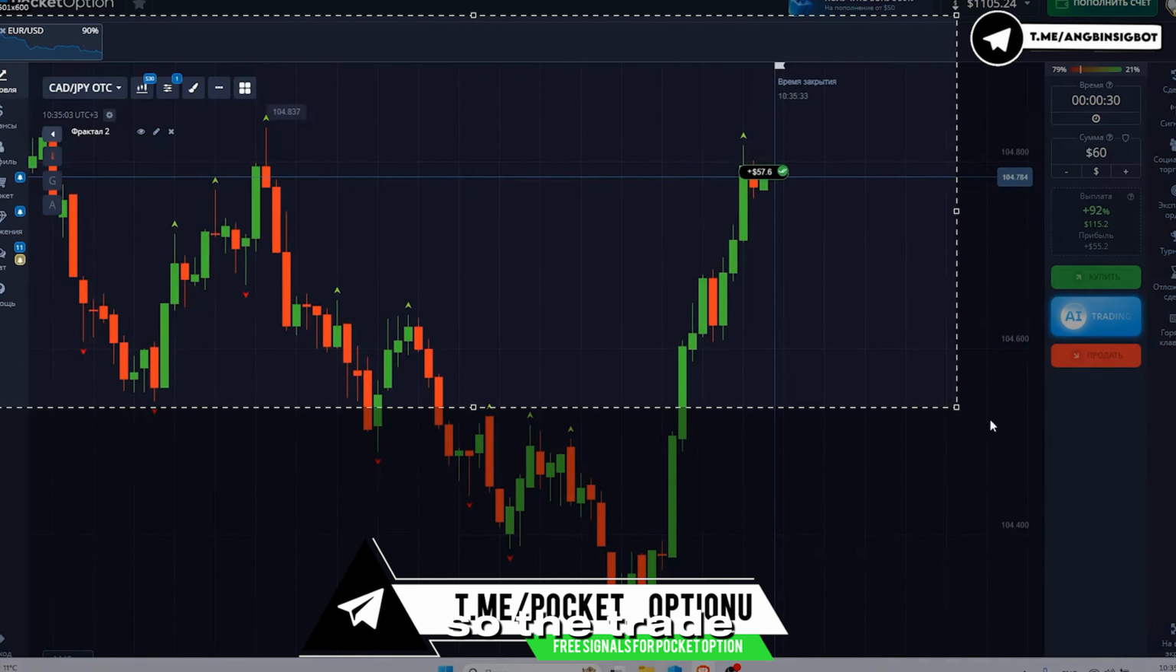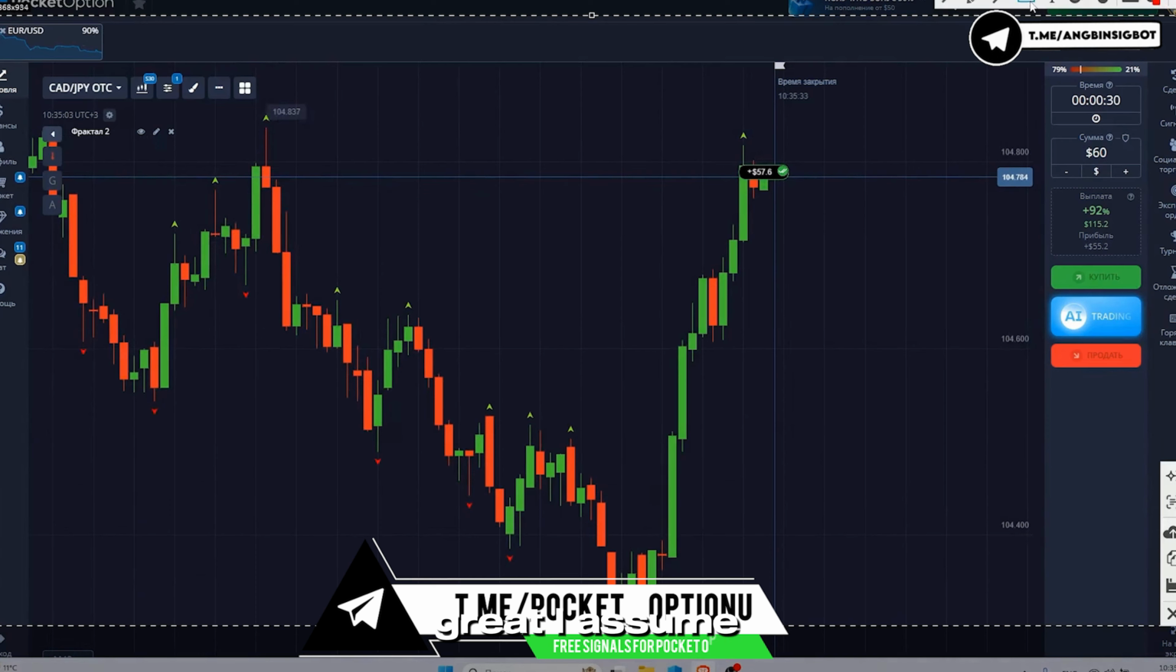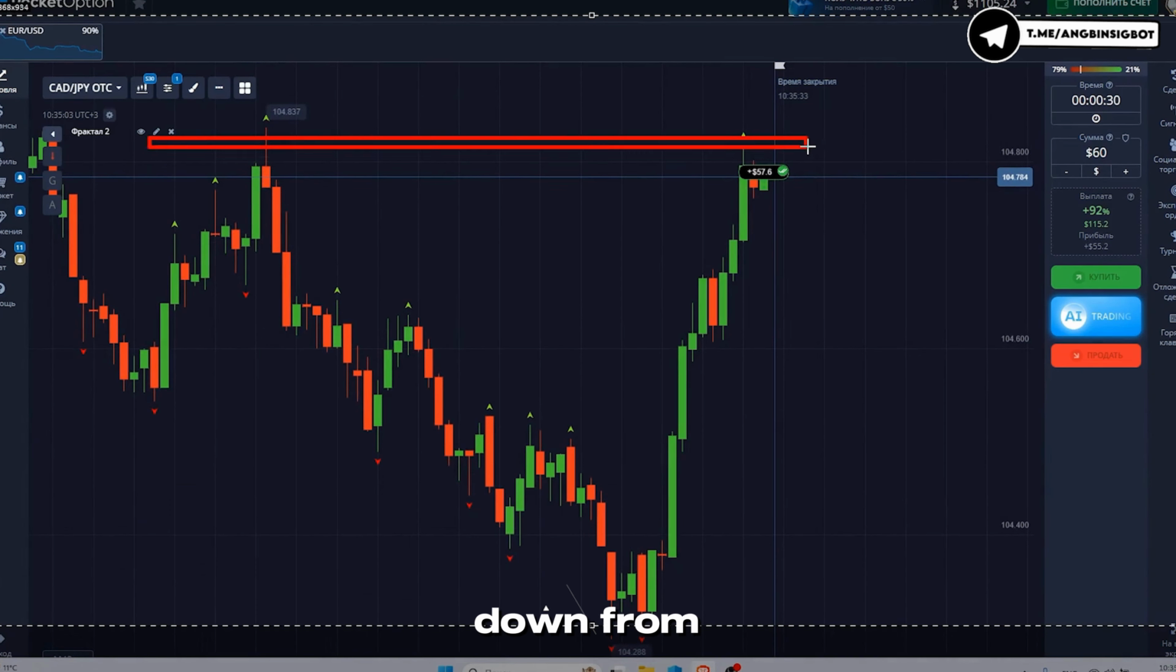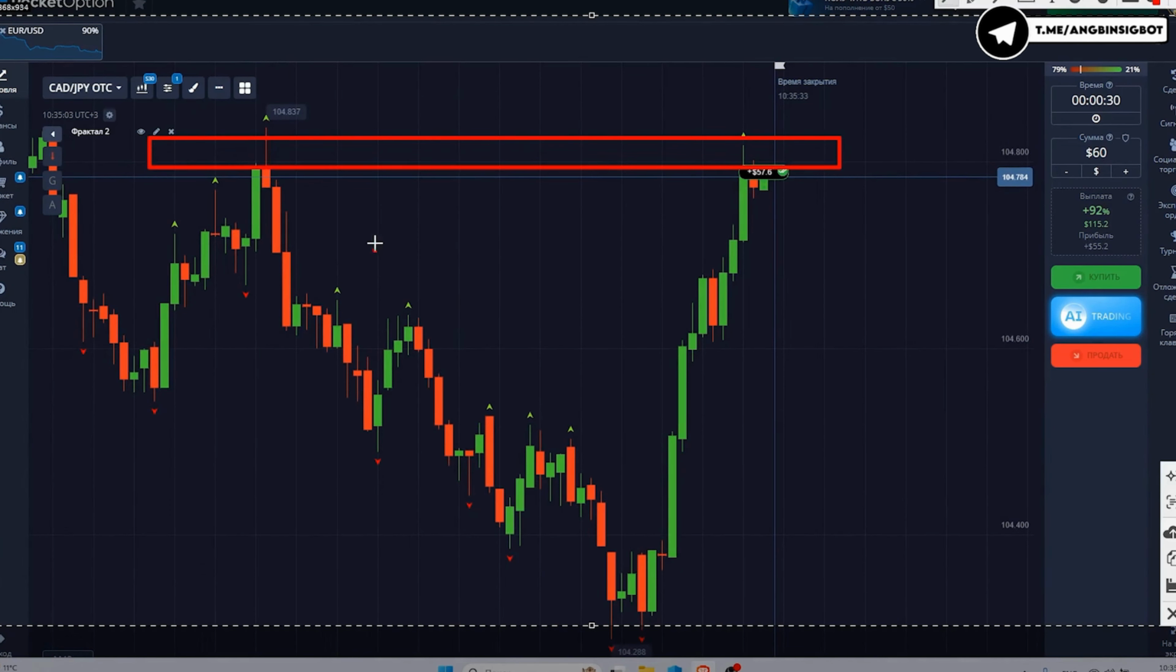So, the trade closed in profit. Great. I assumed that the chart should bounce down from this resistance zone. And that's exactly what happened. 3 candles went up. On the new 4th candle, a trade was opened for a decline and a profit was taken. The strategy is good. Let's move on.